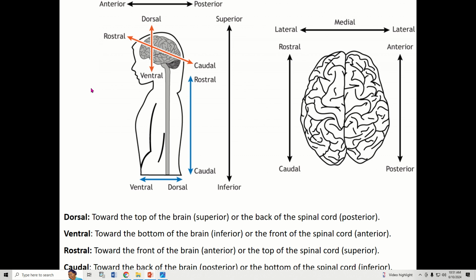In case of the brain, this term is a little bit confusing. Dorsal means toward the top of the head, and in the spinal cord, the back of the spinal cord. Ventral means bottom of the brain, and in the spinal cord, front of the spinal cord. Rostral means toward the front of the brain or the top of the spinal cord. Caudal means toward the back of the brain and to the bottom of the spinal cord.